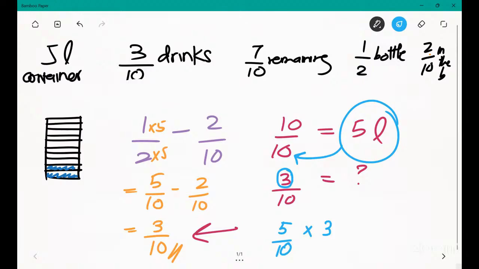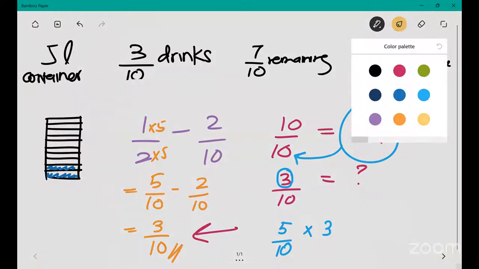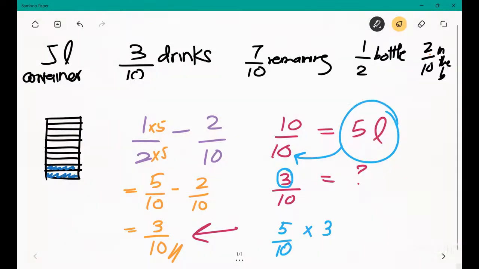And now we will easily simplify this and we're going to get the answer. So 5 divided by 5 is 1, and then 10 divided by 5 is 2. So now you can see half. And now you have 1 into 3, which is 3, and 2 is just 2. And then you will get your answer: 3 divided by 2 is 1.5 liters.